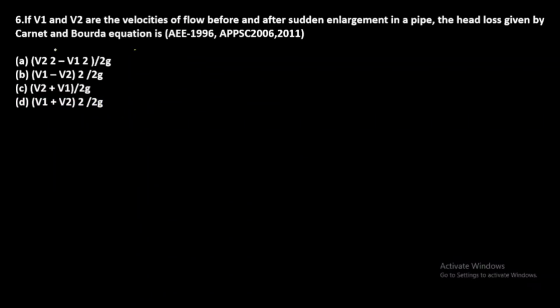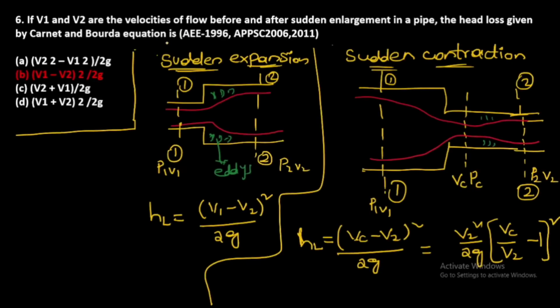Next question. If V1 and V2 are the velocities of flow before and after sudden enlargement in a pipe, the head loss given by Carnot and Borda equation is option B, V1 minus V2 whole square by 2g. Let's see the concept. Sudden expansion. The pipe is suddenly expanding, so water is going like this.